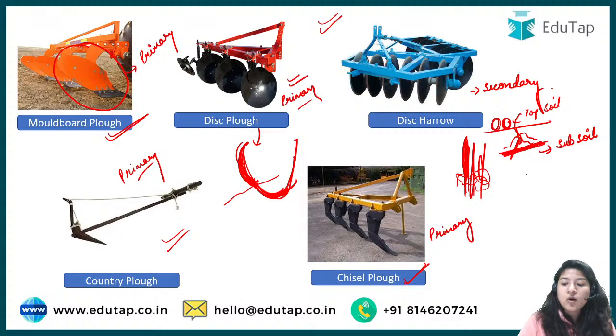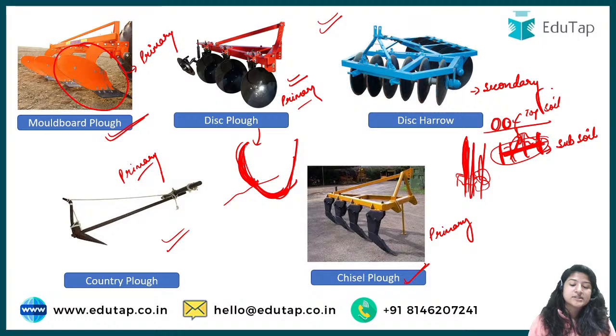So chisel plow helps to turn this subsoil upside down. I hope this particular thing is clear to you all. If it is not, do write it. I'll explain it properly again. All right, so this chisel plow, it would help to do what? It helps to disrupt the subsoil layer, so that it can loosen up, right?